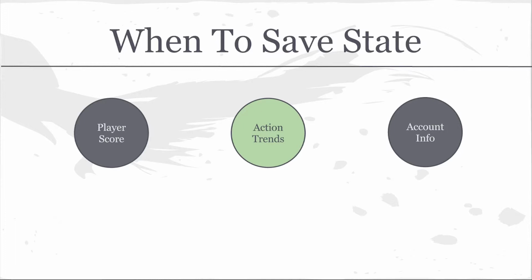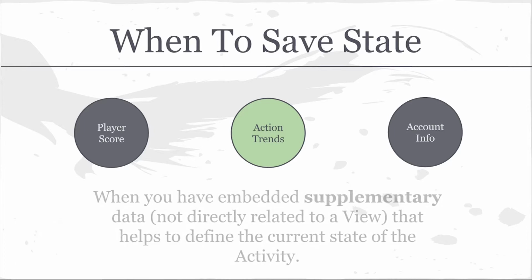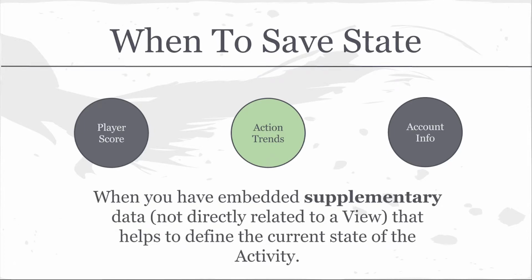But let's say you also had a player score embedded in your activity if you were making a game, or if you were capturing the action trends that a user had exhibited as they moved through your activity. Or let's just say you were capturing some account info to log them in to a different activity. This is all supplementary information, not directly related to views or other basic components of an activity, that helps define the current state of that activity.